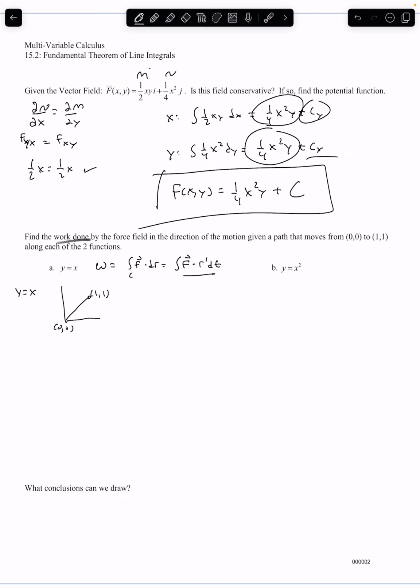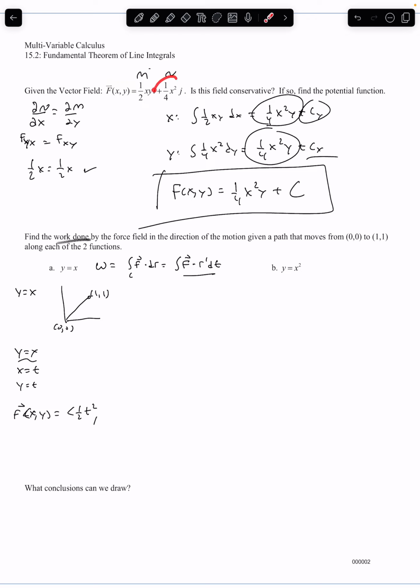So we're going to make it into a parametric. The first one's easy. We have y equals x. So if we let x be t, y is t. So our vector field, if we rewrite it, is a vector field with respect to t. Now, remember, this is 1/2 xy, so that just becomes 1/2 t squared, because t times t.